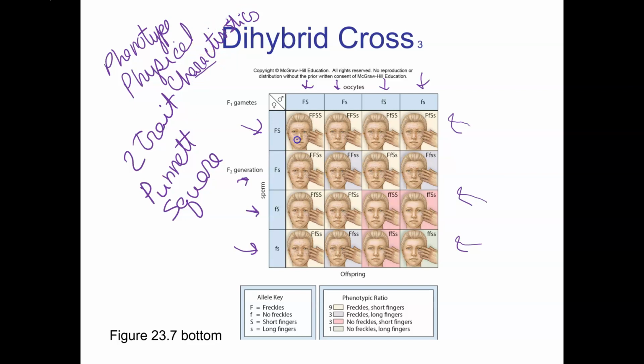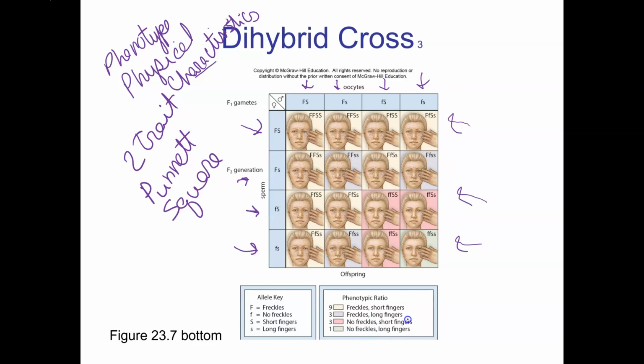They have color-coded the boxes. So this tan is all the individuals that have freckles and short fingers. The light purple are all the individuals that have freckles and long fingers. The pink are all the individuals that have no freckles and short fingers. And then the green is individuals that have no freckles and long fingers.